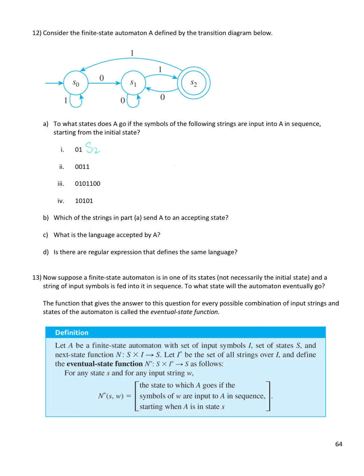And then I'm going to do this again. I'm going to start at S naught, my initial state, and I'm going to follow the 0, 0, 1, 1 arrows. So if I start at S naught and I follow the 0 arrow, I land at S1. Then I follow the 0 arrow again, and that keeps me at S1. And then I follow the 1 arrow, which takes me to S2. And then I follow the 1 arrow again, which takes me back to S naught.